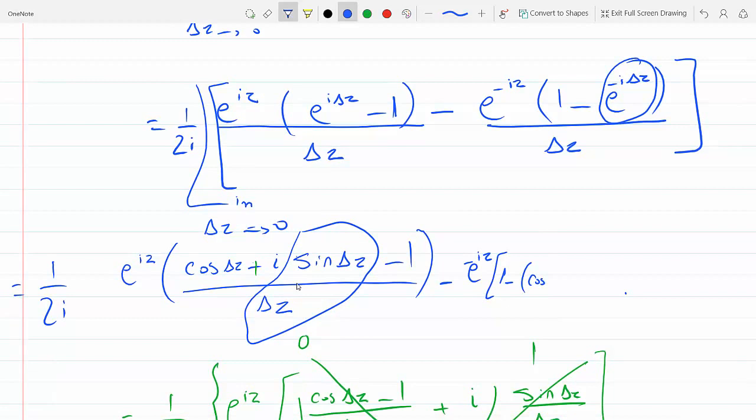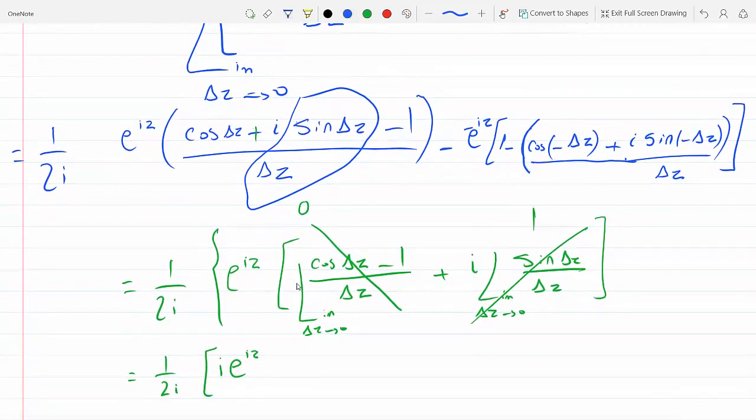So we're using the definition of the exponential. So 1 minus cosine minus delta z, plus minus I sine minus delta z, and this is all over delta z. Okay, so I could put delta z underneath this, and I could put delta z under, let's leave it, we'll expand it now in a second.